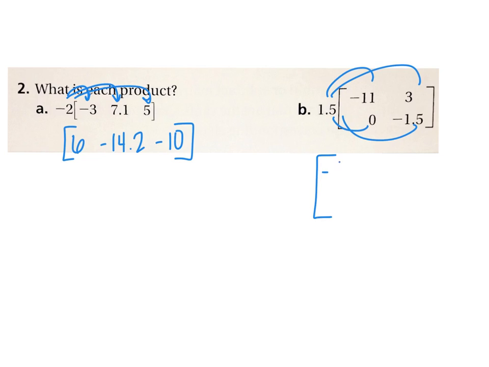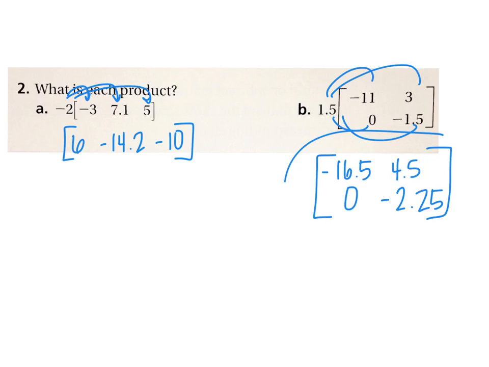So we get negative 16.5, 4.5, 0, and then negative 2.25. Okay.